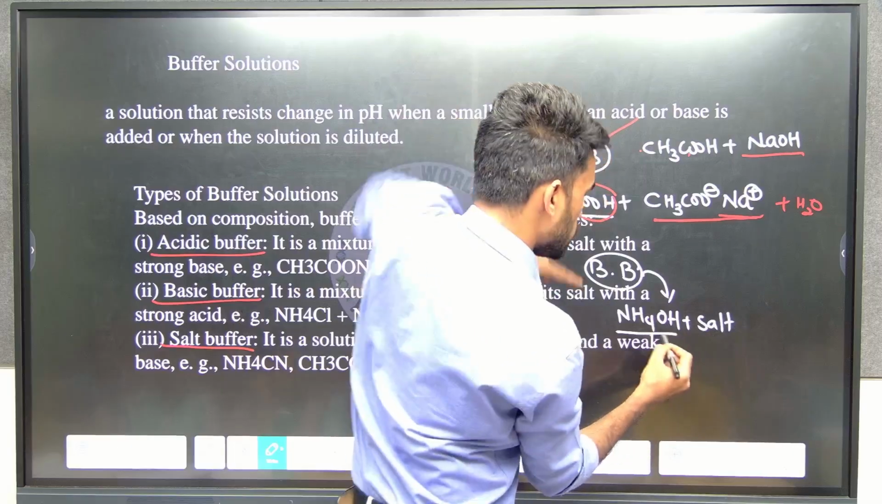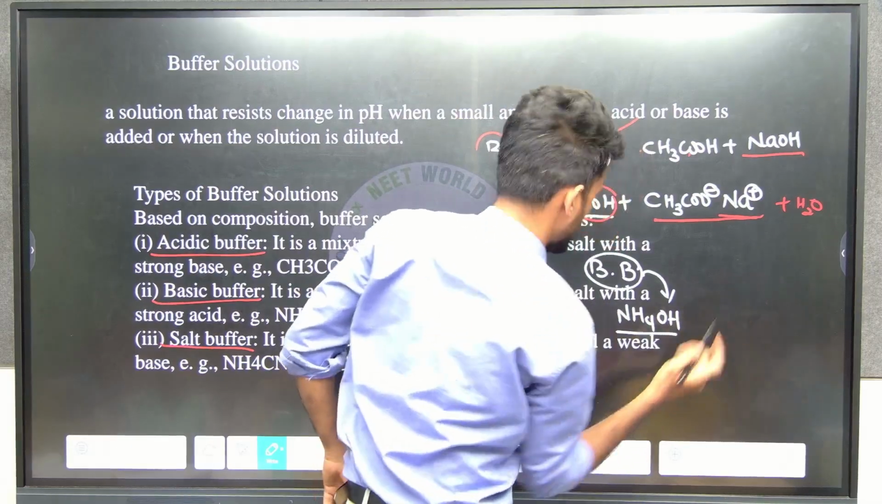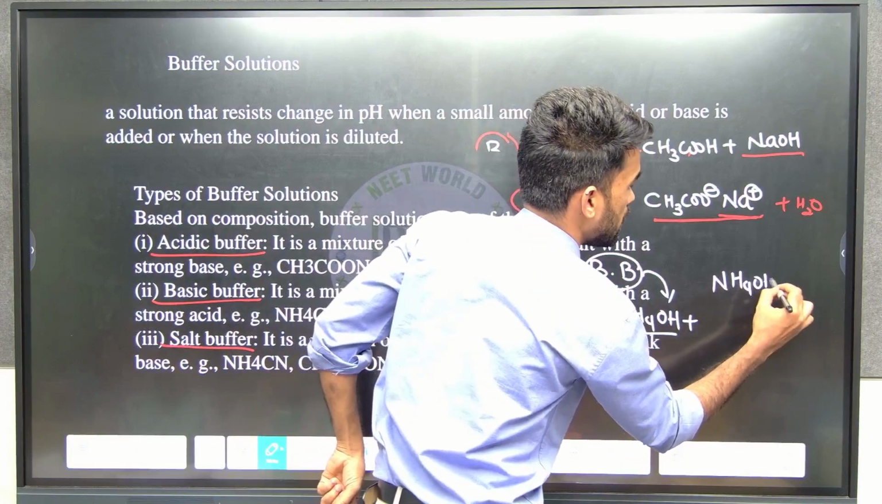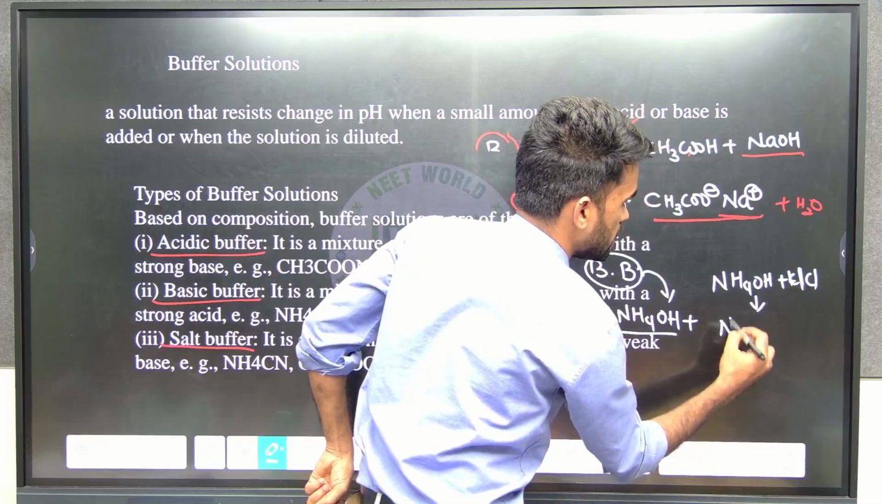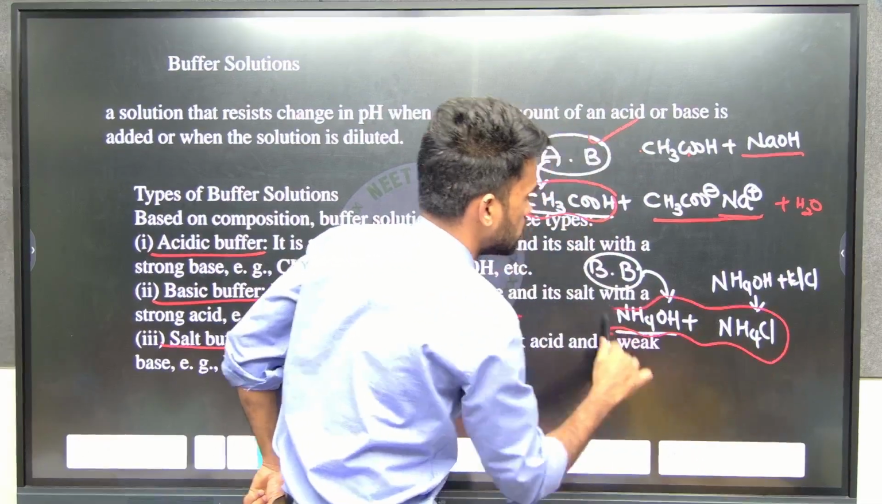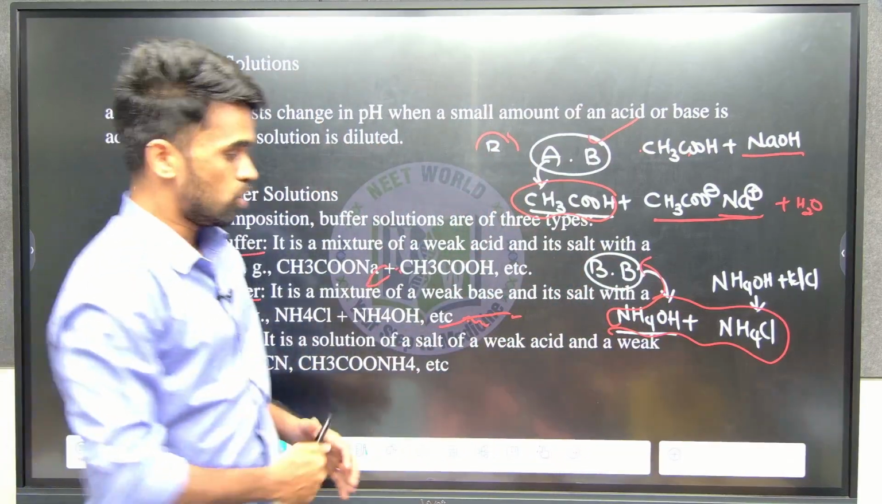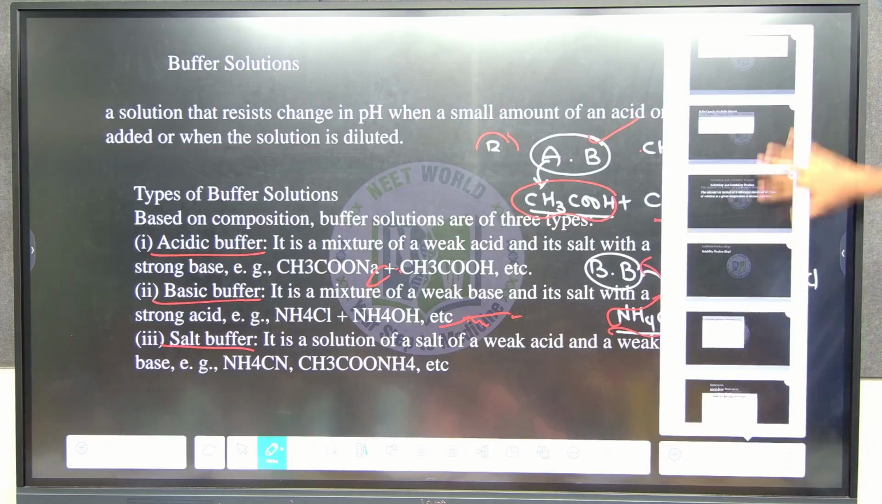Okay, so now this NH4OH upon treating with a strong acid, what is the strong acid? Here I can take NH4OH plus HCl. So now what is the salt formed from it? NH4Cl. So this combination is called now basic buffer. Is this clear? Acidic buffer and basic buffer? Okay. Now I will check whether it is clear or not with one or two examples.